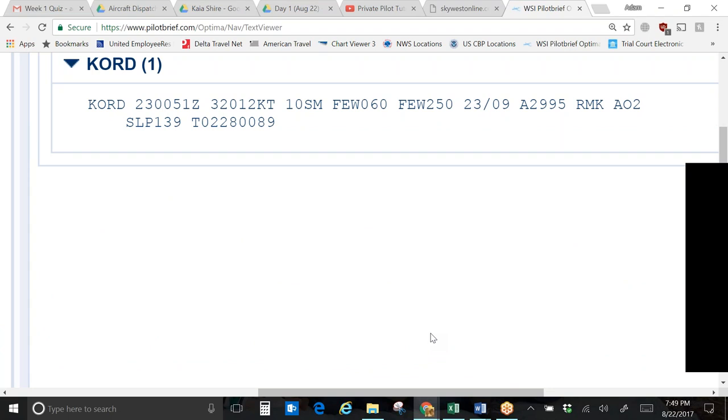There you go. Is that a tornado at 50,000 knots? Yeah, I would just say wind from 320. Wind from 320, 12 knots, 10 statute miles, few clouds at 6,000, few at 25,000, 23 degrees, dew point 9. Altimeter setting 2.95. Mark is auto. SLP, sea level pressure 139. Nice. That's cool.